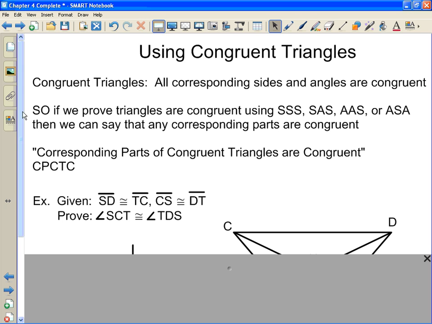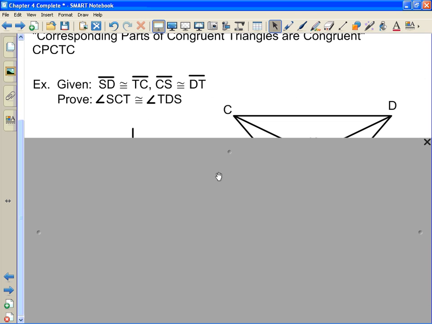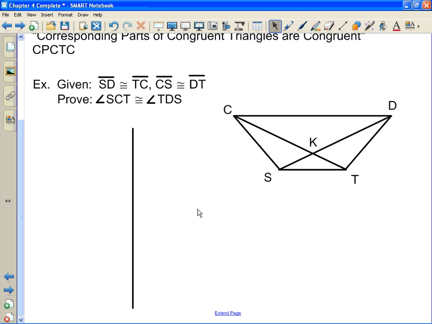So I'm going to go through a bunch of proof examples using CPCTC to show you how useful congruent triangles can be. It's also going to be a little more practice seeing how I prove triangles are congruent. So we'll start with this one.